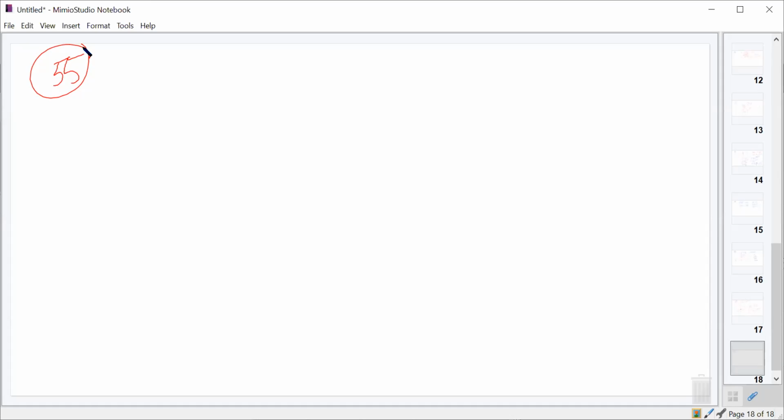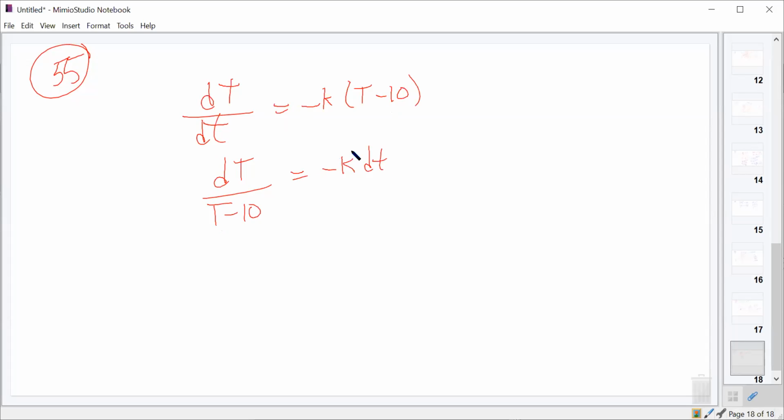All right. So we have dT over dt is negative k times T minus 10. So we just need to solve this differential equation. If we solve it, that's going to give us dT over T minus 10 equals negative k dt. We'll integrate it, which will give us natural log absolute value T minus 10 equals negative k t plus your constant.